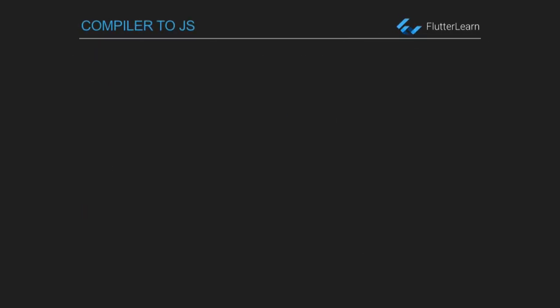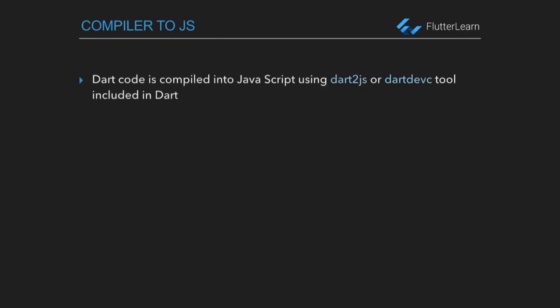Talking about compiler to JS, the Dart code is compiled into JavaScript using Dart2JS or Dart dev C compiler, which are included in Dart. Using Dart2JS, a user can compile a Dart file by converting it into JavaScript format.